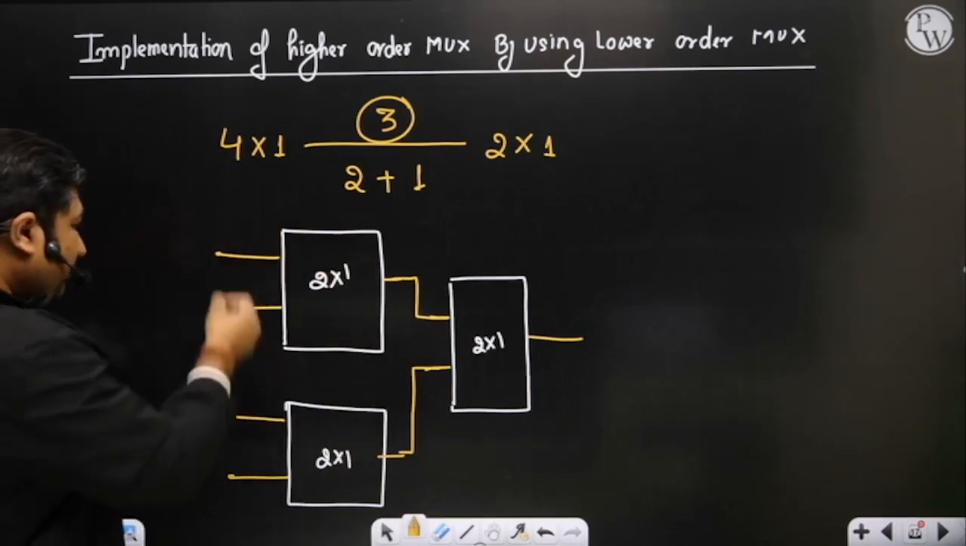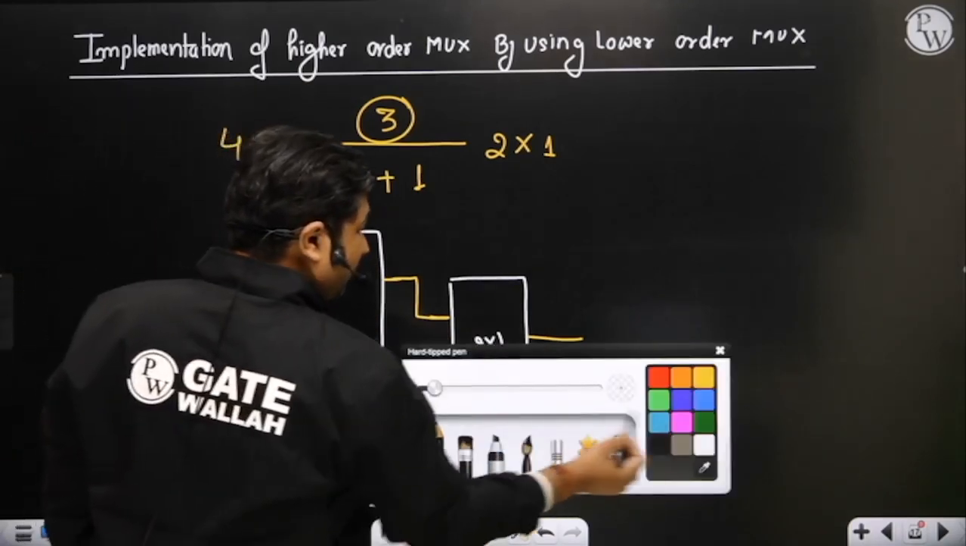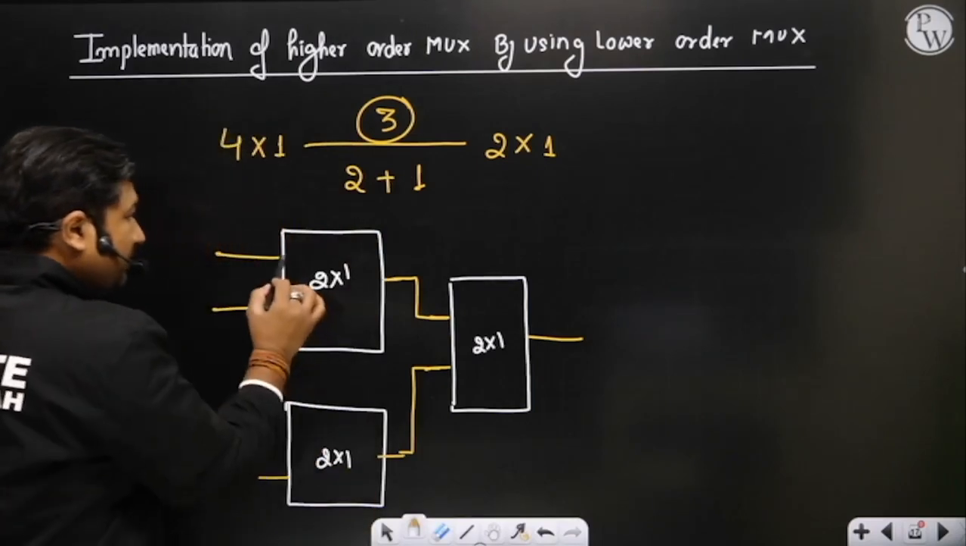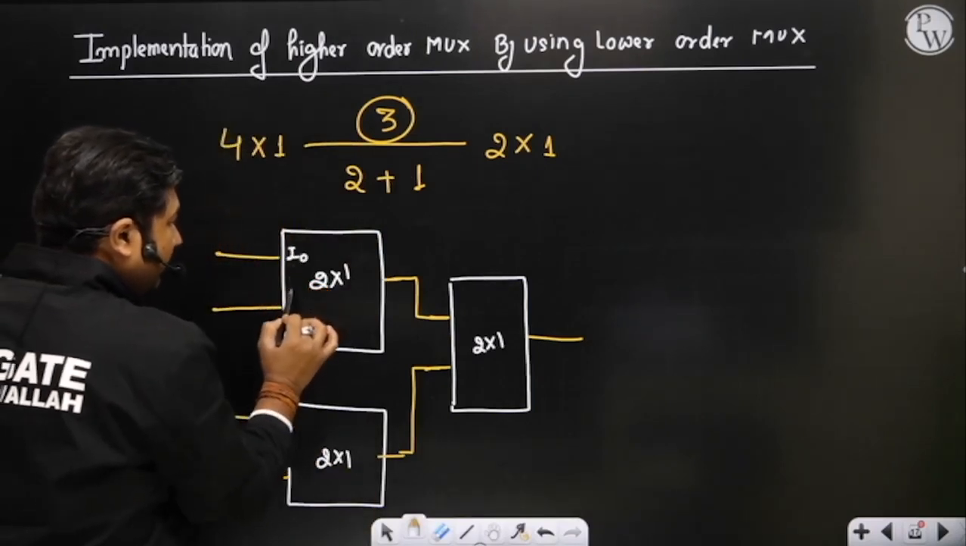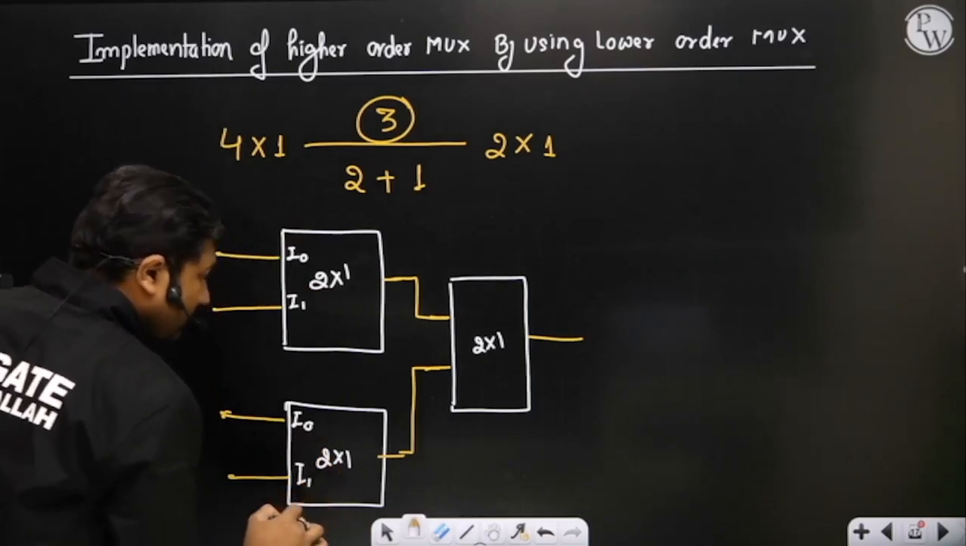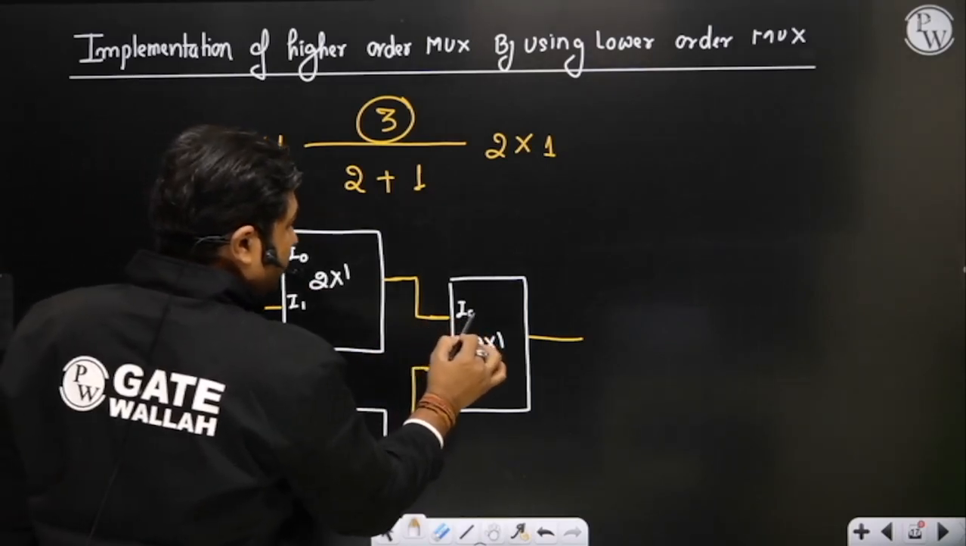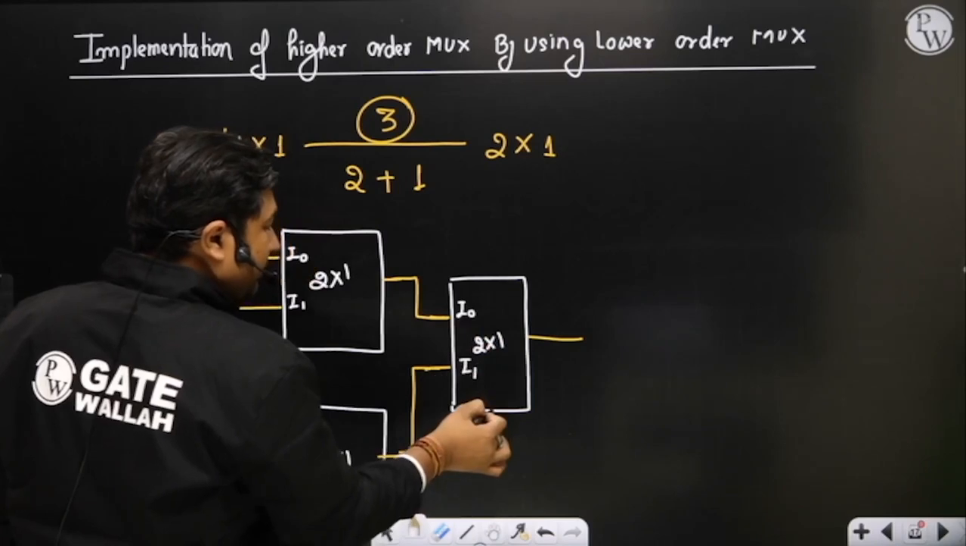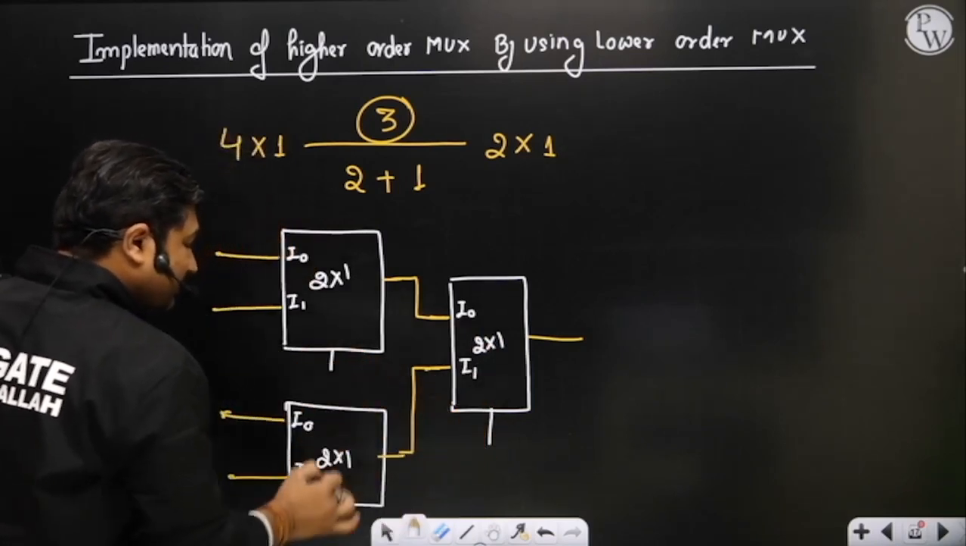Now, how many inputs? 4. How many outputs, sir? 1. Now, please observe. This will be your I0, I1. This will also be your I0, I1 pin. Conventional representation. Sir, how many select lines?